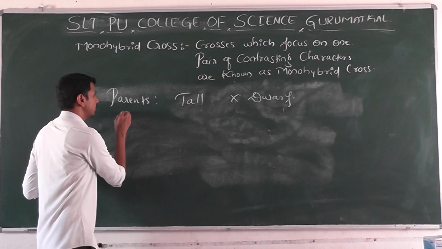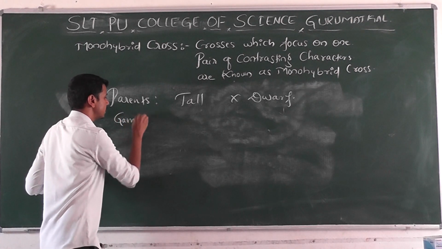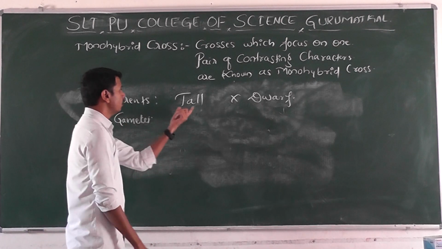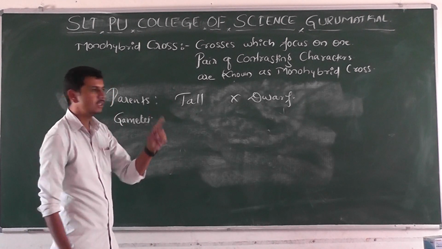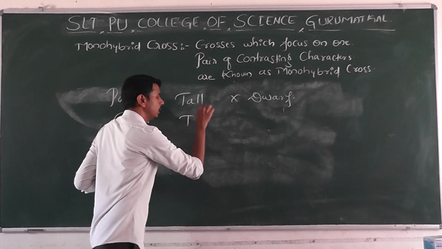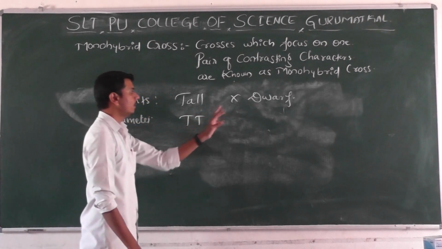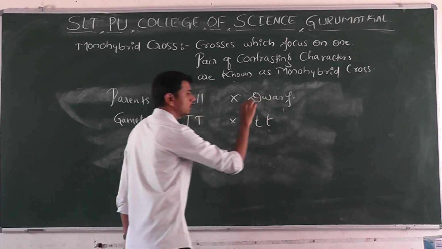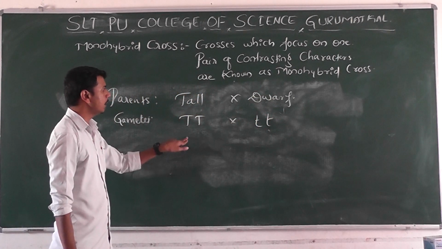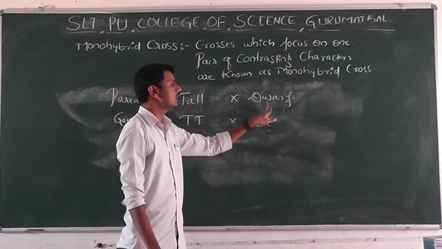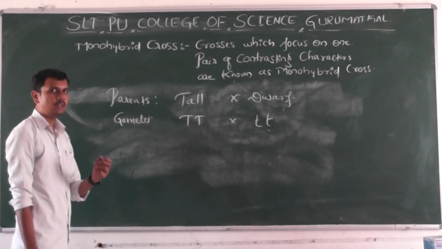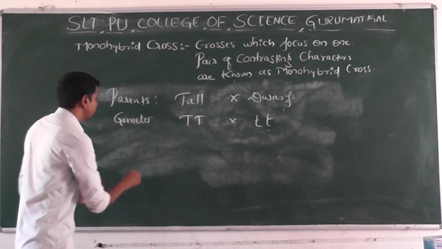In this case the gametes whatever we are going to take here, otherwise we also call it the genotype. For the tall we have given the symbol capital T, and for the dwarf we are going to mention a small t. Capital T for the tall and small t for the dwarf plant. Now we are going to concentrate on the F1 generation.